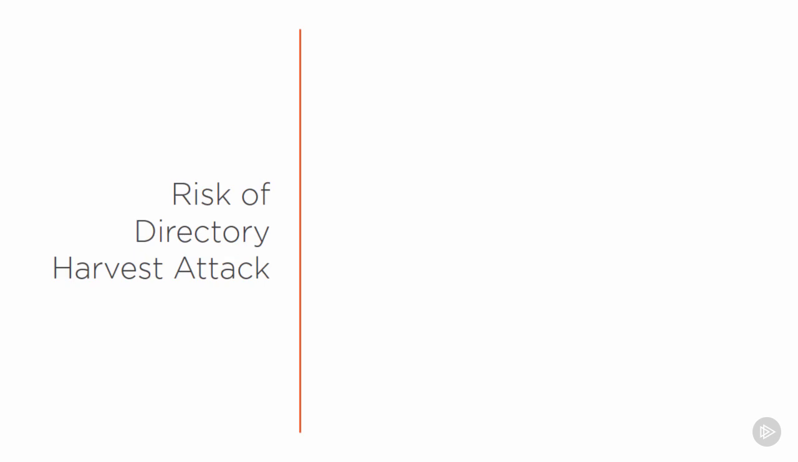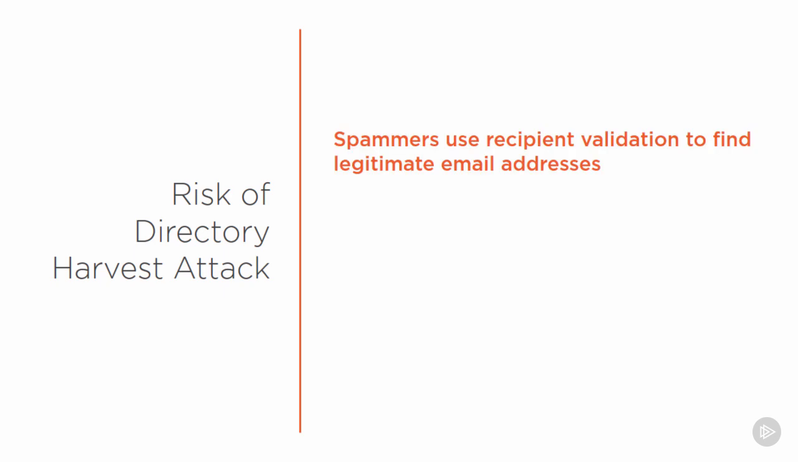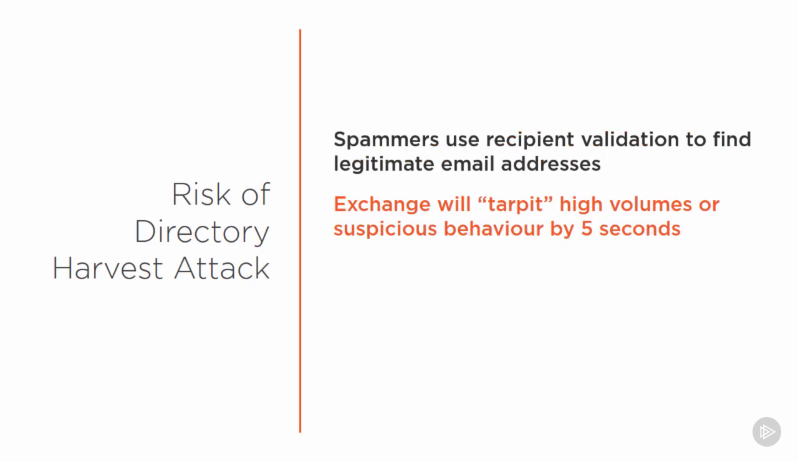So if this recipient filtering feature is checking for recipients that exist and non-existent recipients, could spammers potentially use that recipient validation process to find legitimate email addresses in your organization? This is called a directory harvest attack, where spammers will use the response, whether a recipient is valid or not, to work out whether email addresses that they may have in their database are real and should be targeted with more spam.